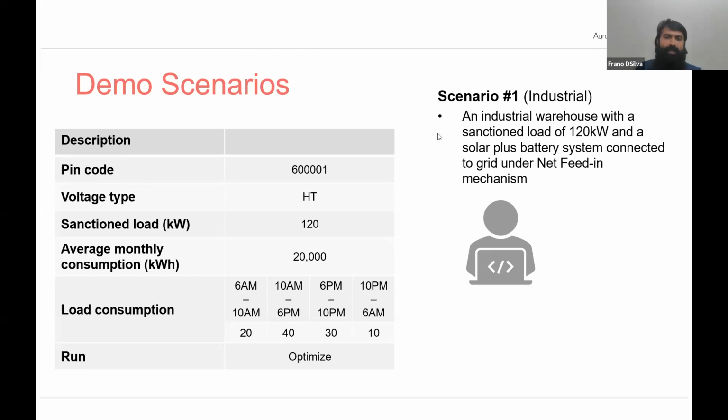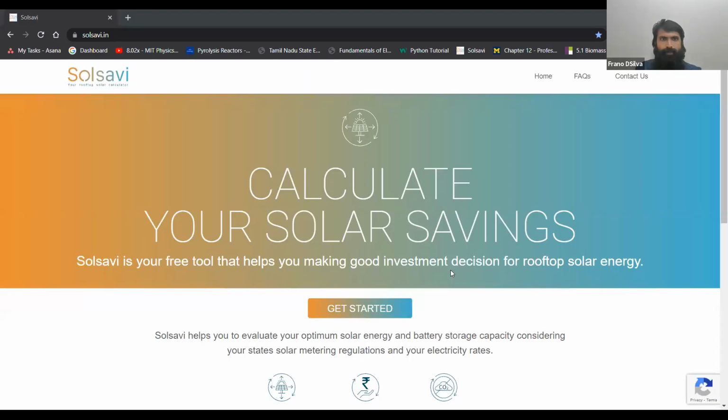To show you the simulation on the Solsavi site, I will now stop sharing my screen and share you the desktop where I will be doing the simulation. I hope the participants can see my screen now, and this is the landing page of the Solsavi website.